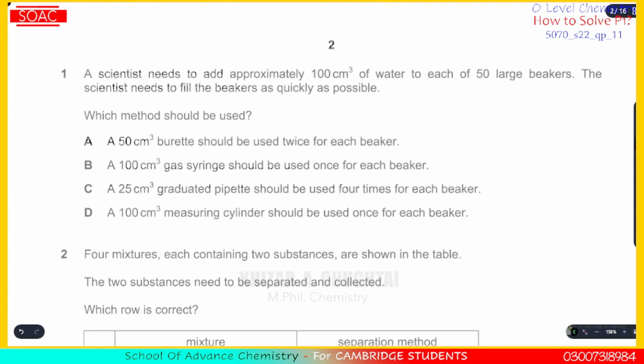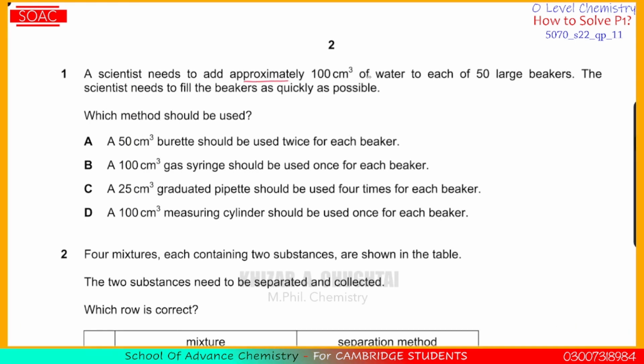Question number 1. A scientist needs to add approximately 100 centimeter cube of water to each of 50 large beakers. The scientist needs to fill the beakers as quickly as possible. The first requirement is to add an approximate volume of 100 centimeter cube. The second is to add it as quickly as possible. Which of the 4 methods should be used? A, B, C and D.